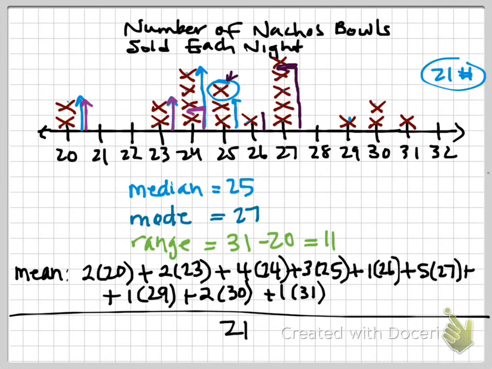So I can use this dot plot to figure out the mean. It just is going to be a little bit of work. But it's actually kind of nice because I'm not sitting there adding 21 individual numbers. I'm adding them in groups. And that makes the math go a little faster. So tomorrow, you can tell me what that answer is. Okay?